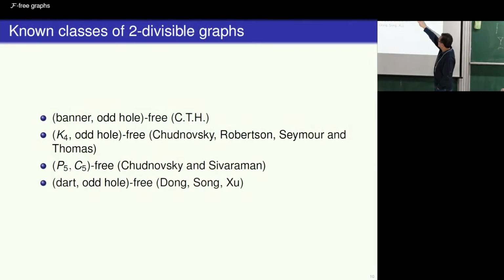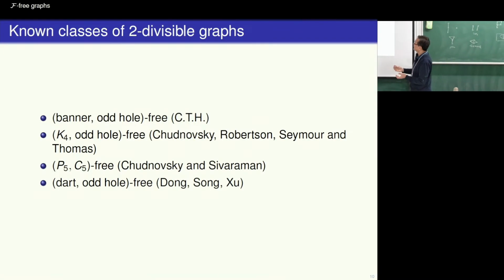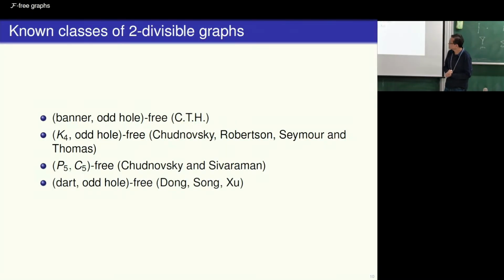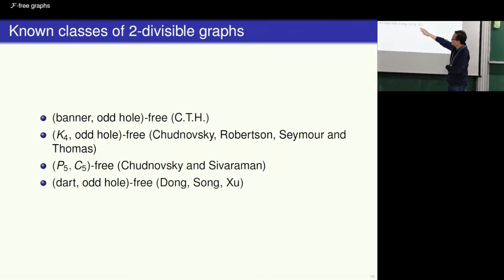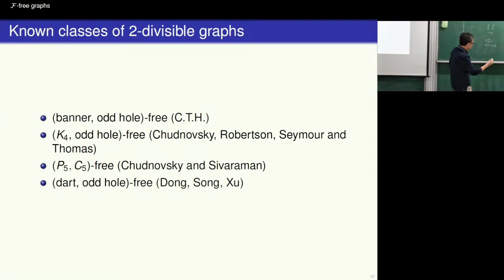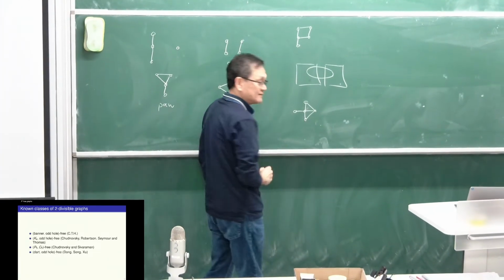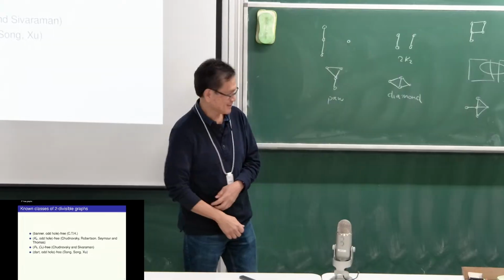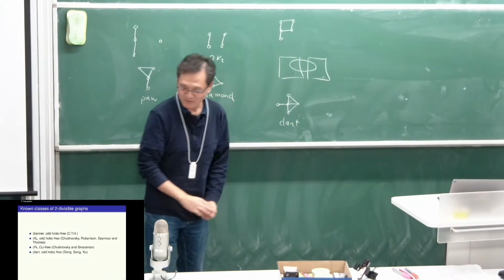A previous theorem by these 4 authors says that if a graph is K4 and odd hole free, K4 meaning the clique on 4 vertices, then it is 2D divisible. P5 and C5 free graphs are 2D divisible. Dart and odd hole free graphs are 2D divisible. A dart is this graph, like you take an arrow and shoot at somebody, right?